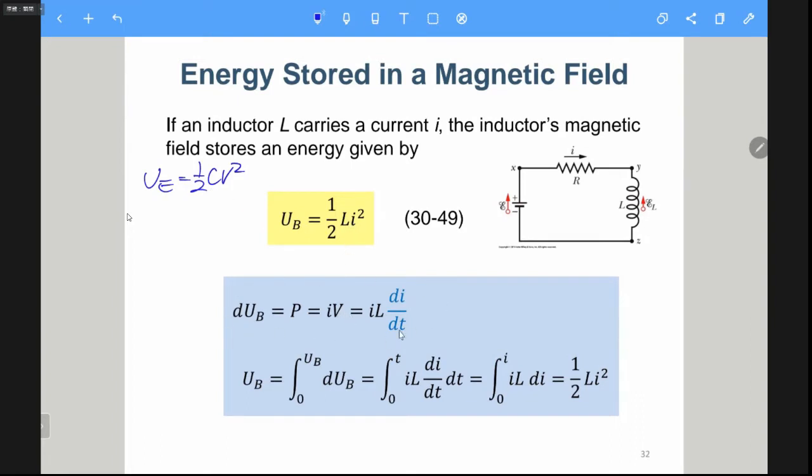And of course, if you want to see the rigorous proof, it is like this one: dU equals P dt, so taking the derivative with respect to time, the energy rate will be the power. The power P is actually I times V, and V for the inductor is L di/dt. So we integrate this one, we will get this integration, and then we'll get half of L I squared, which is similar to the derivation for the U_E.